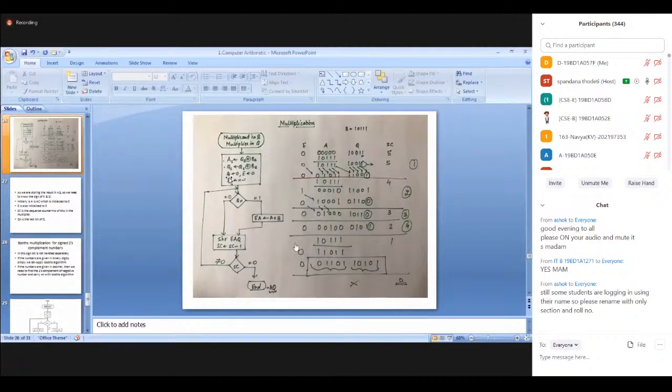And initially A is set to 0. What is your A? Your A is your accumulator. Initially the value of A is set to 0. E is also set to 0 because you haven't started your multiplication process. Therefore there is no result in A and there is no extra flip-flop, and the sequence counter is equal to n. So the sequence counter is n, which is equal to the number of bits in the multiplier. Clear?